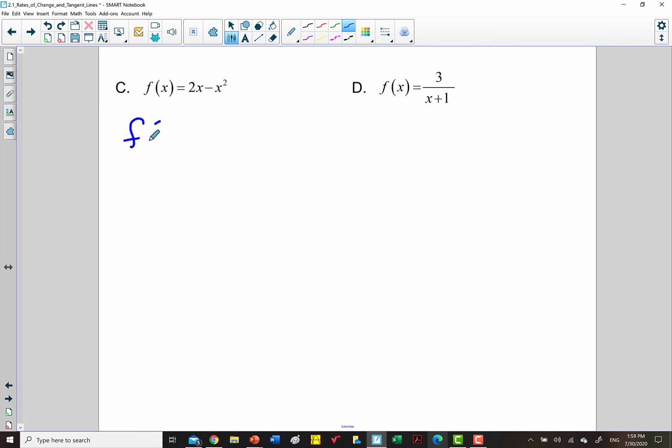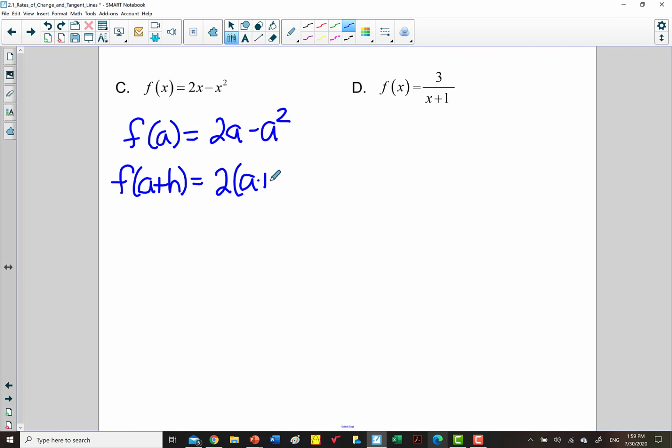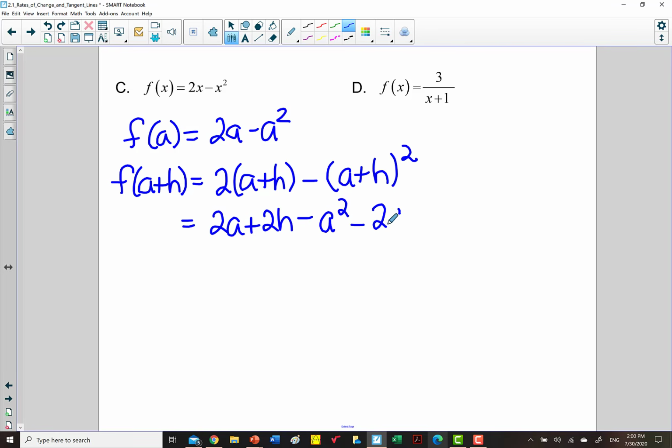On C, the f of a is 2a minus a squared, and the f of a plus h is a little more complicated because we're going to substitute and distribute: 2 times the quantity a plus h minus the quantity a plus h squared, and then distribute: 2a plus 2h minus a squared minus 2ah minus h squared. That's for part C.